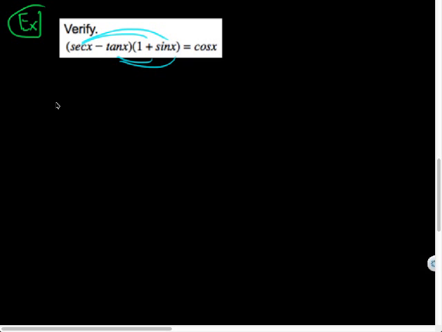So secant x times 1 is secant x. Secant x times sine x would be plus secant x times sine x. And then multiply the negative tan x by both of those. So negative tan x and negative tan x sine x. Oh, that's a multiplication there. Equals the same thing. I'll leave that blank for now. I imagine it's going to be the same the whole way through.